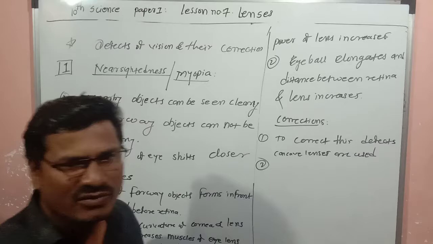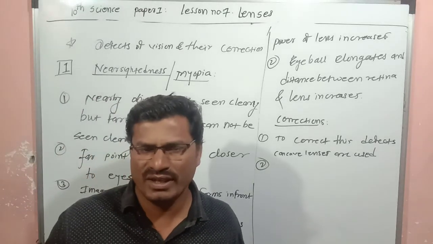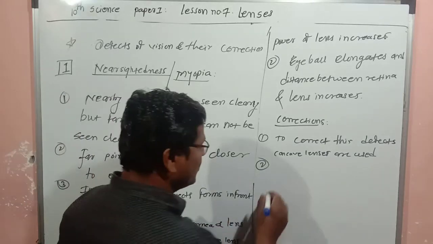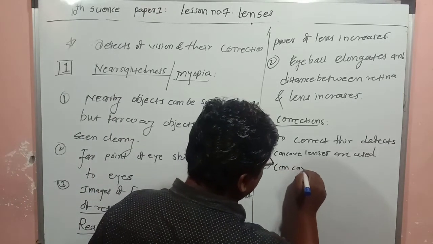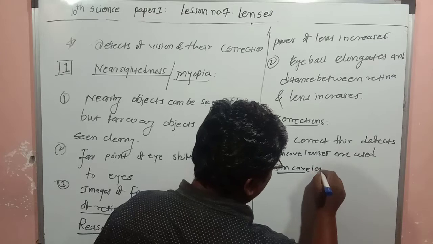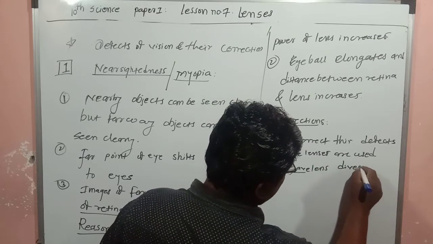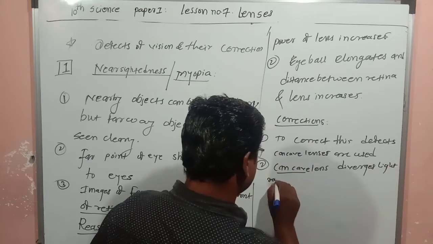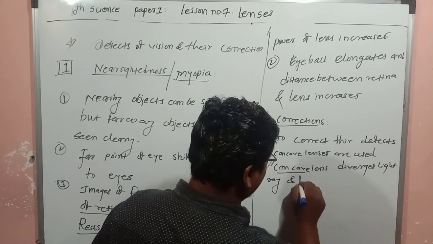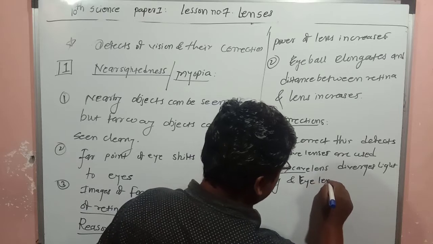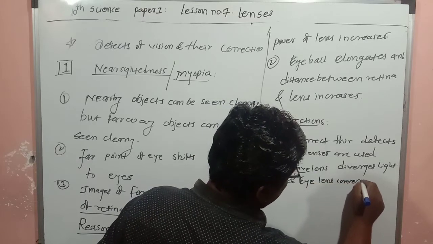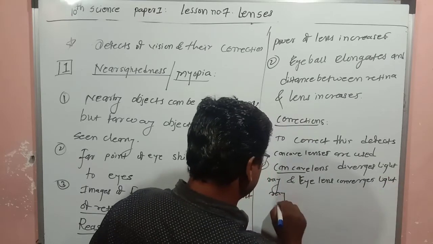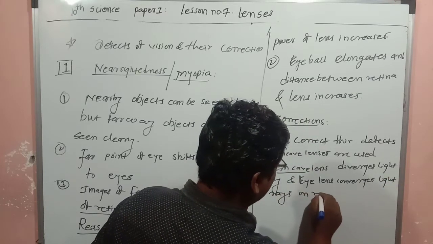Second point is there, in that concave lens diverges light rays and eye lens converges light rays on the retina.